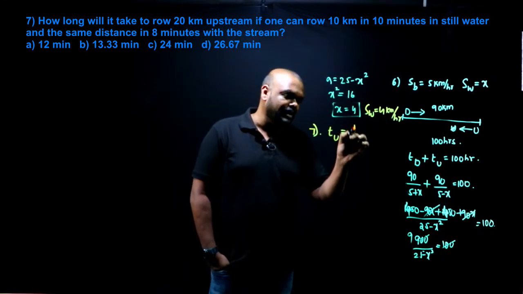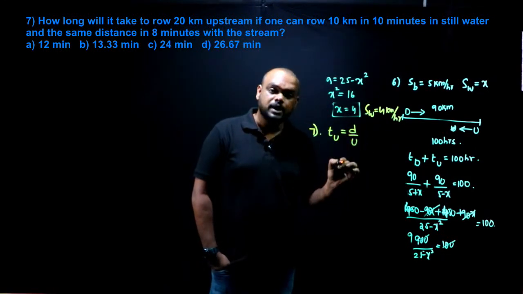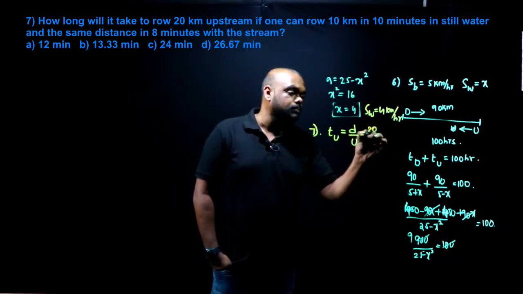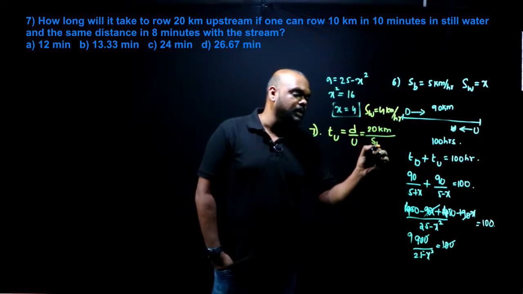How do I calculate? Distance by speed. Which distance? Distance divided by upstream speed. What is the distance? 20 kilometer. Upstream speed, do we know? We do not know. That is SB minus SW.